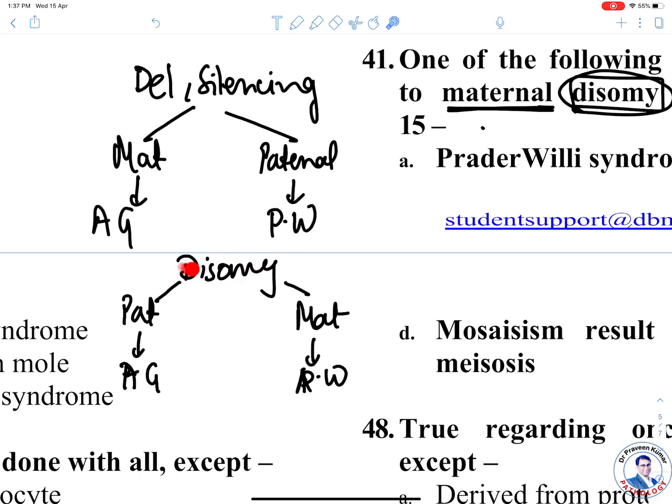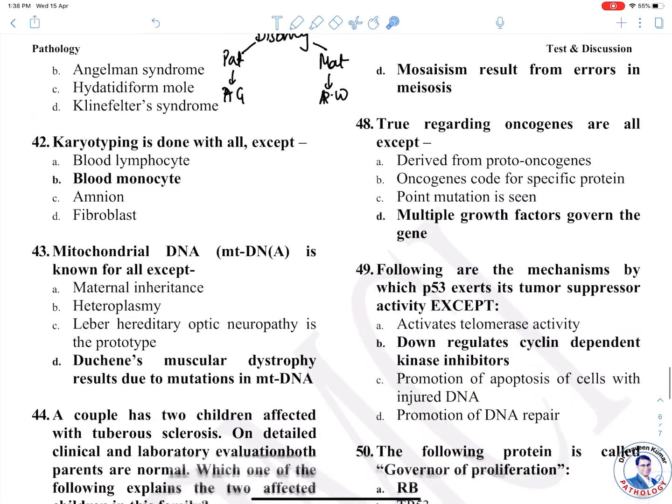Basically, disomy is a condition where both the chromosomes are derived from the same parent. Suppose both are coming from the paternal side. So who will not come? Maternal. So if maternal is not coming, it is almost like maternal deletion. Got the point? And therefore the question is about the opposite thing. Suppose it is maternal disomy. That means both chromosomes have come from the mother and none from the father. It is almost like paternal deletion, and hence the answer is Prader-Willi syndrome. Okay?